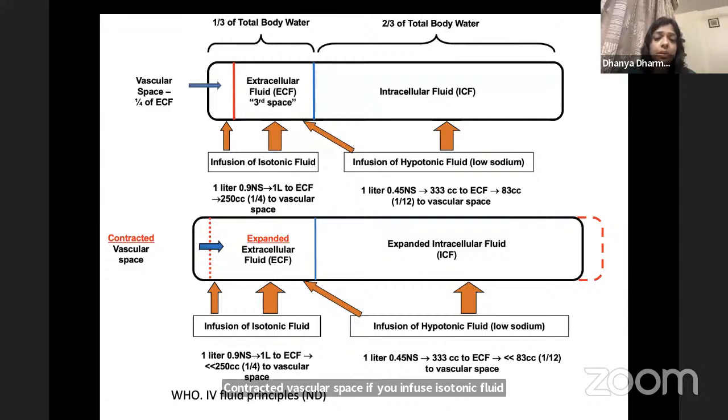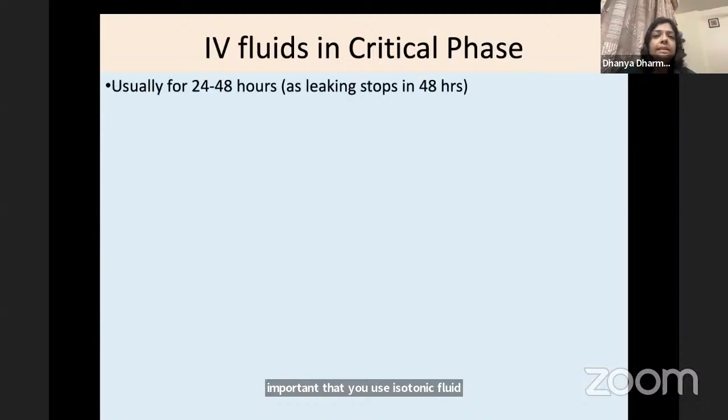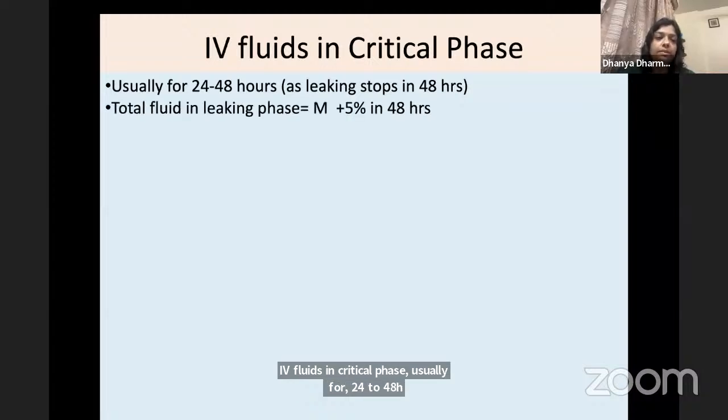But if you infuse hypertonic fluid, far less of it goes into the vascular space, so it takes a lot of time for improvement. That is why it is very important that you use isotonic fluid. IV fluids are given in the critical phase usually for 24 to 48 hours only, as leaking stops in 48 hours.